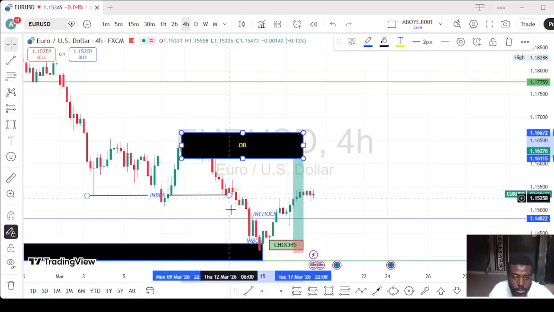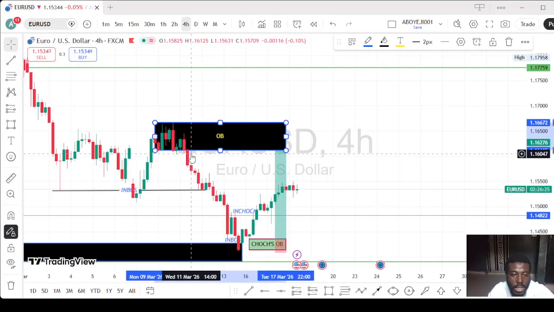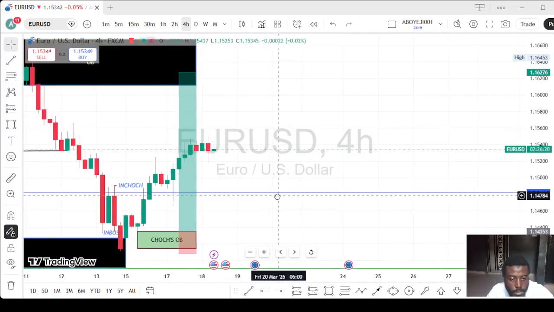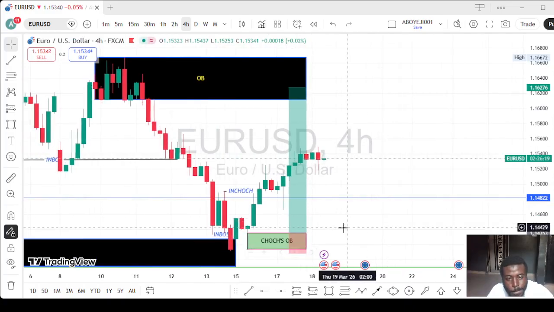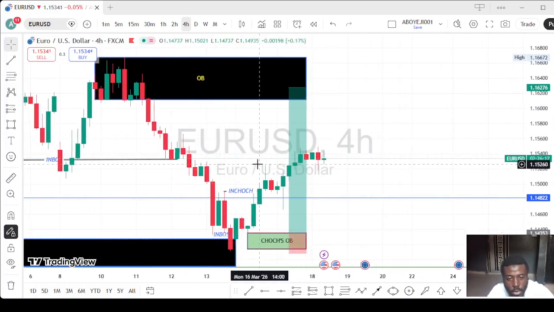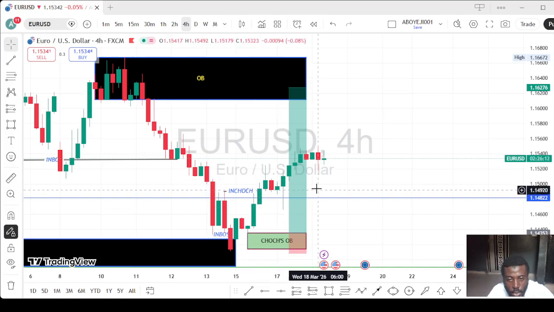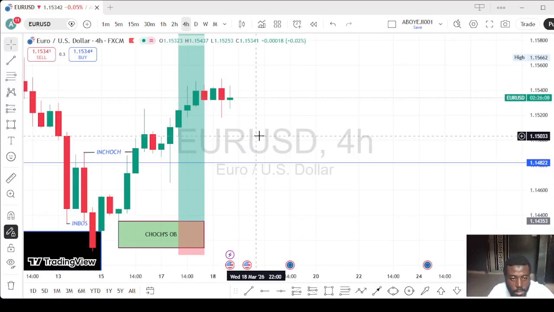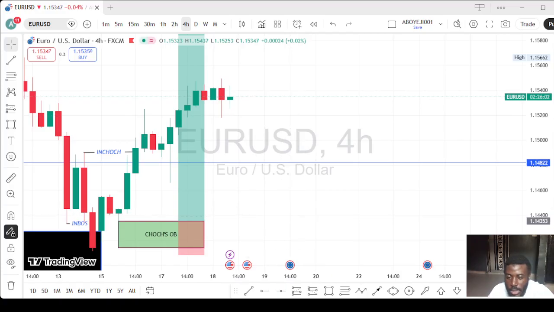Let's move to the 4 hour time frame. This is the 4 hour time frame. You can see this is the order block, and let's see the opportunity market gives us. As for me, this is the last break of structure, and market gave us change of character. So possibly market may come down. Let's see what the market is trying to do.